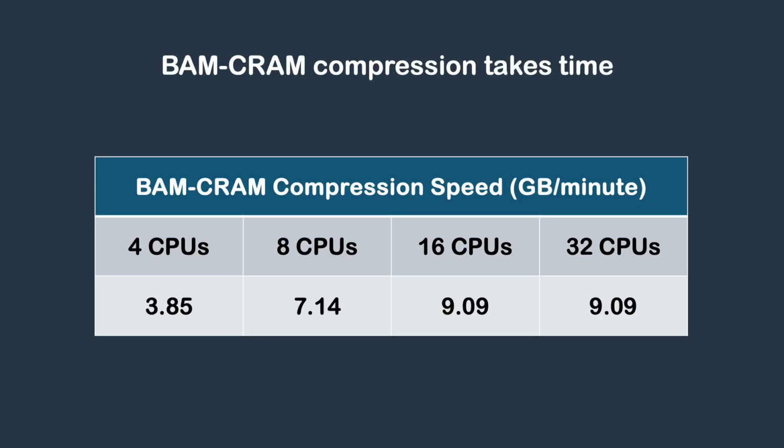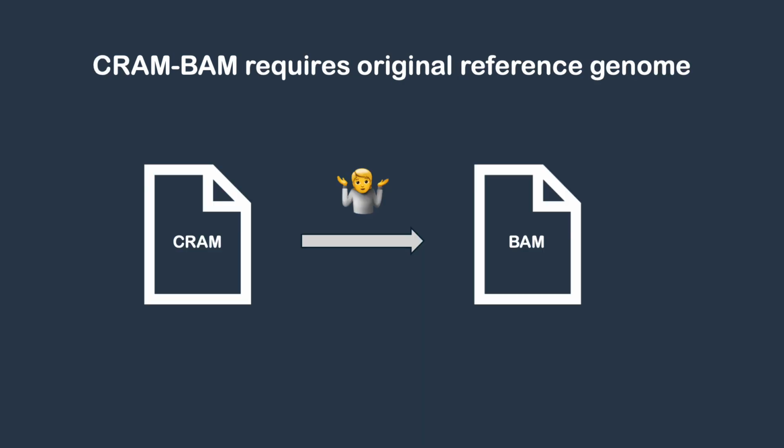First, converting a BAM to a CRAM file takes time. The amount of data that can be compressed varies between 3 to 9 gigabytes per minute, depending on the number of CPUs you have access to. And this can add up if you have many large files to compress. Second, CRAM files require the original reference genome in order to decompress the data back into a BAM file. And I'm sure we can all see a potential problem with this.